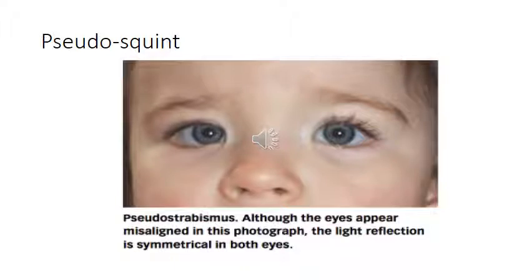Pseudosquint is another important subject. A child with his parent comes to you in your clinic during consultation time, and they complain that their child's face looks like there is some squint element. You examine him and you see this picture. This picture is a pseudosquint or pseudostrabismus and not strabismus.